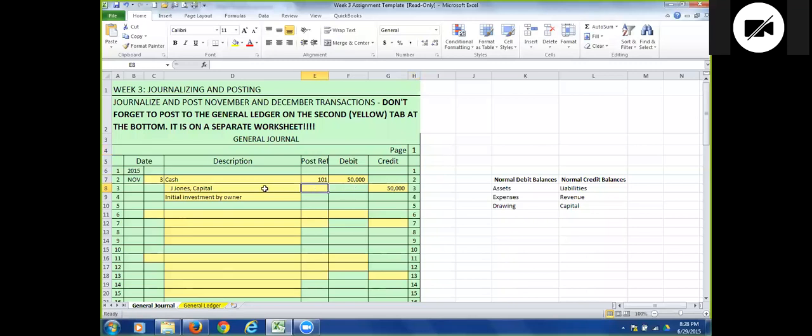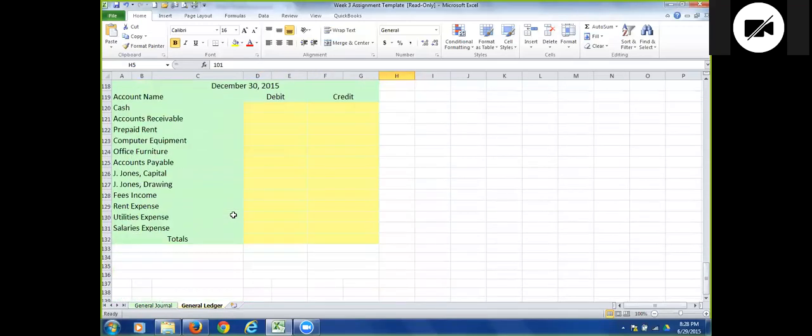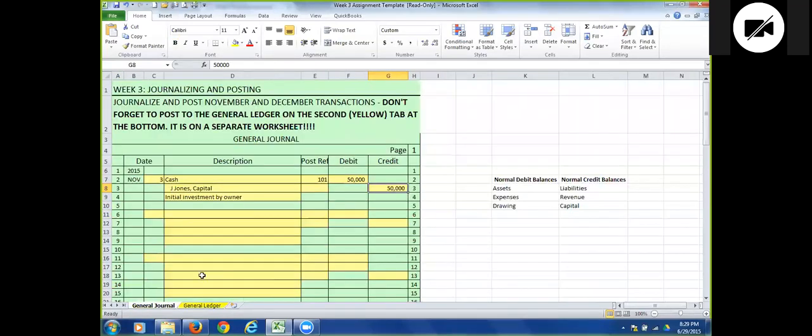Same with the second one. J. Jones Capital, 50,000 credit. Go to the general ledger, find J. Jones Capital, put, I think it was 2015, November 3rd, post reference J1, 50,000 credit, 0 plus 50,000, 50,000 credit balance. Account number 301, post reference 301.